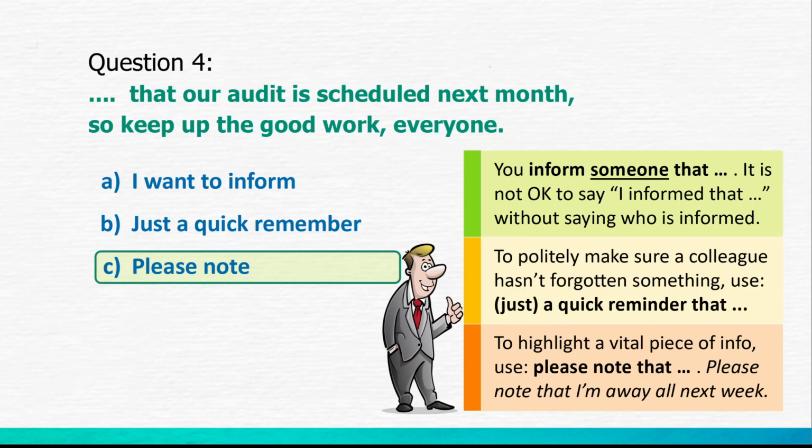"I want to inform you that our audit is scheduled." That would have been okay, but we need the "you". We need the person after using "inform" in an active sentence. And "just a quick remember" is close to being correct, but we say "just a quick reminder" to remind someone about something that we've discussed before or that we've told them about before, but we want to make sure that they don't forget about it.